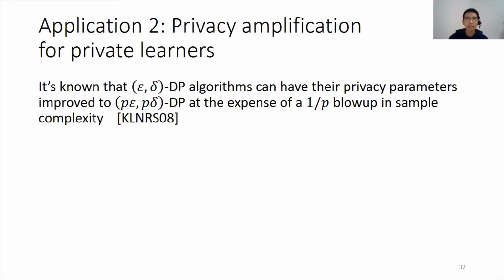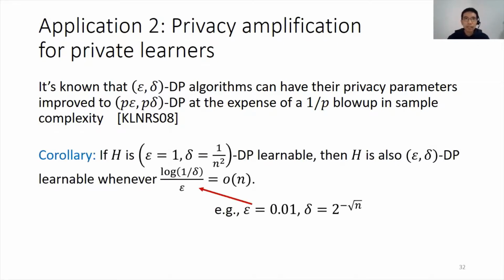Subsampling gives a similar improvement to the delta parameter as well, but it's not able to amplify, say, a weak value of delta that is inverse polynomial in the sample size to a strong value that is inverse exponential. Our result shows that such an amplification is always possible, at least in principle. If a class is privately learnable with a weak value of delta, then it has finite Littlestone dimension. And hence our result shows that it's privately learnable using a negligible value of delta as well.